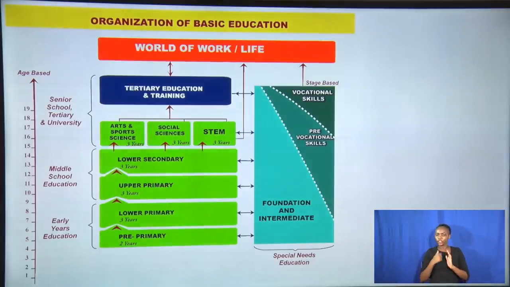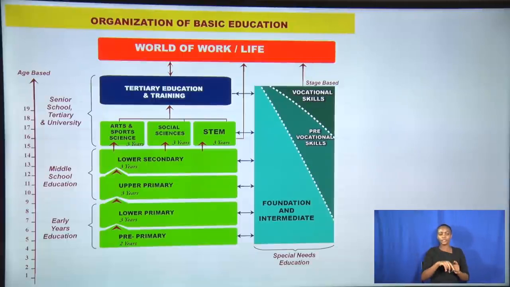Now we look at how the curriculum is organized from these levels. Of course, the curriculum is built from pre-primary, then there is the lower primary, the upper primary, the lower secondary or junior secondary, and then the senior school. And then these learners transit to tertiary education.